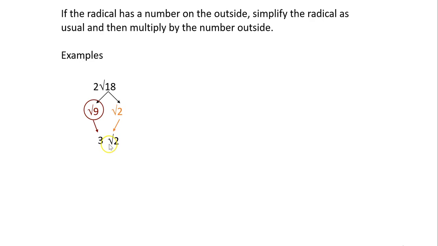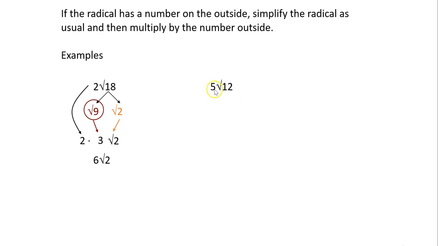The root 2 comes back into play, but then that 2 that was up here on the outside needs to come back down and get multiplied by the 3 on the outside now. Remember, numbers on the outside get multiplied by the outside, numbers on the inside get multiplied by the inside. And I get 6 root 2.